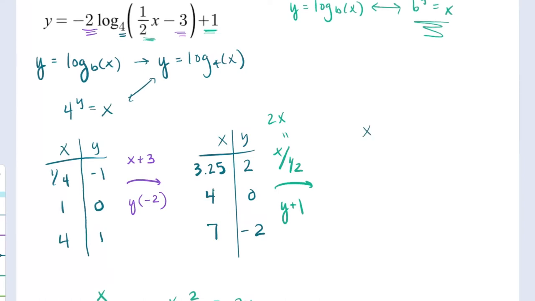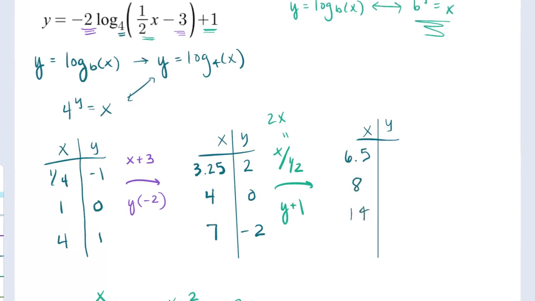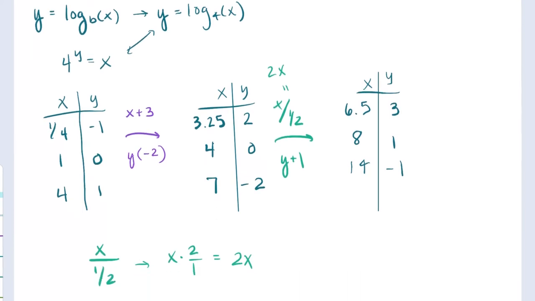Okay, and then I can create my last table of values here by taking 3.25, multiplying that by 2, that's 6.5. 4 divided by 1/2, or 4 times 2 is 8. 7 times 2 is 14. Okay, y plus 1, I'll have 3, 1, and negative 1. Okay, those are my points here.